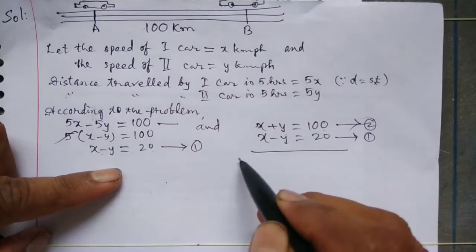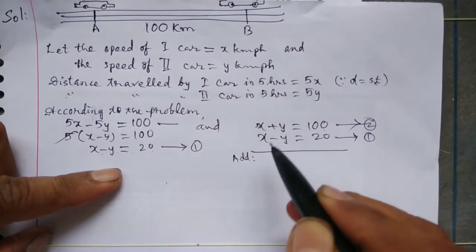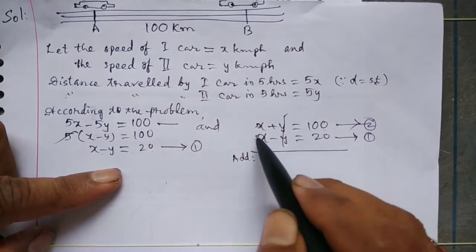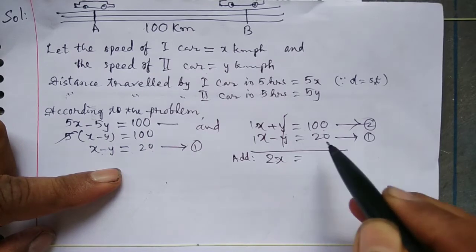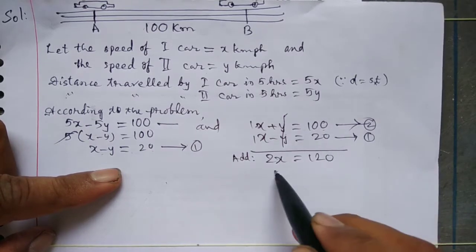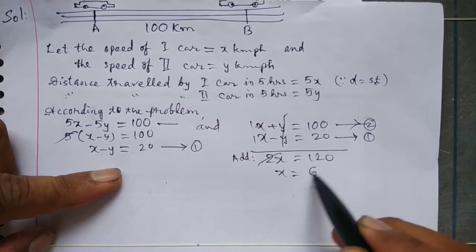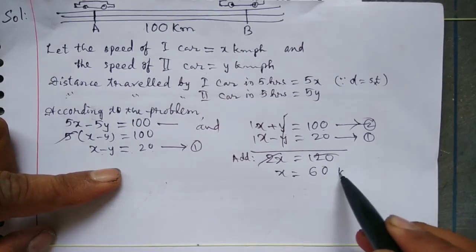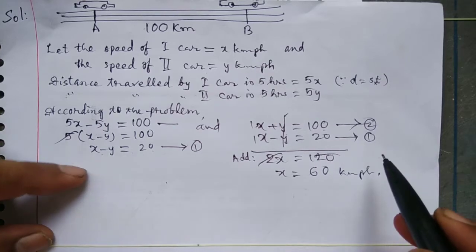If we add these, y will cancel. 2x is equal to 120. x is equal to 60 kilometers per hour.